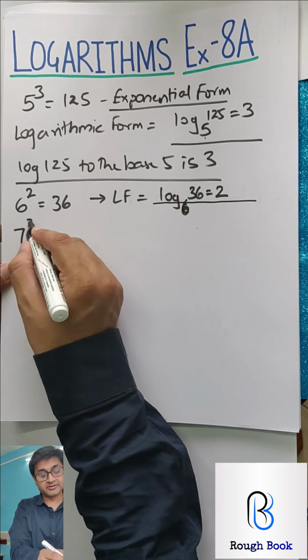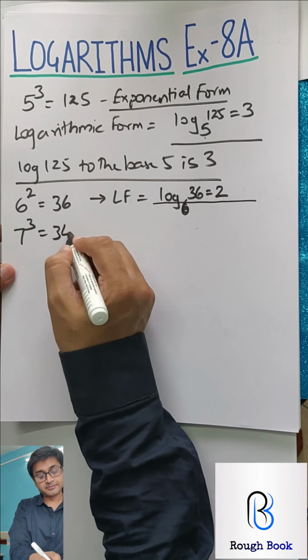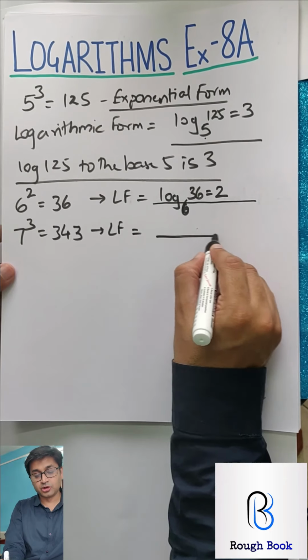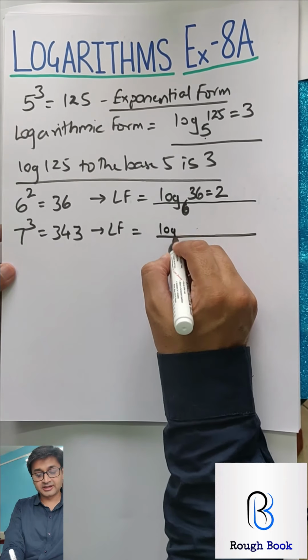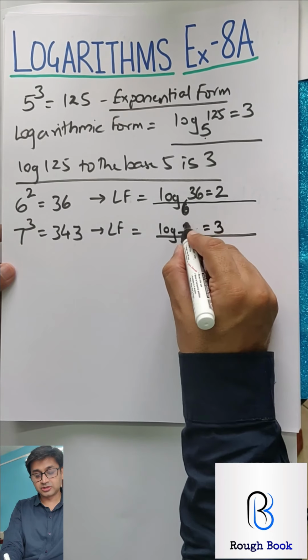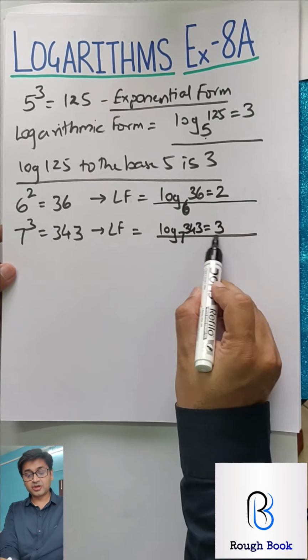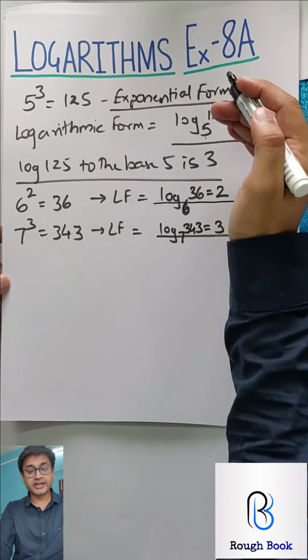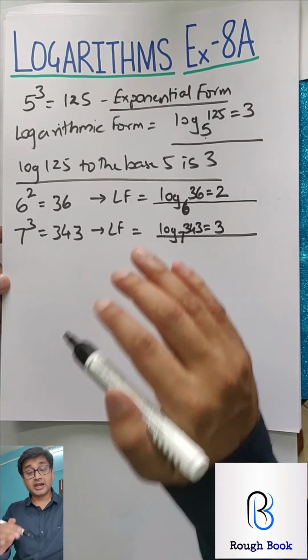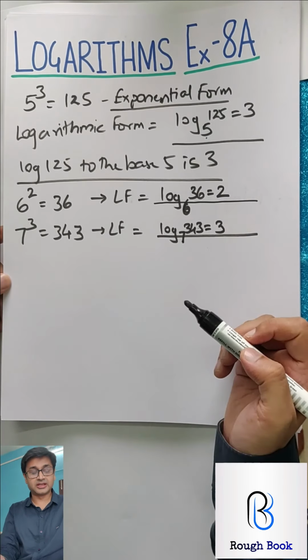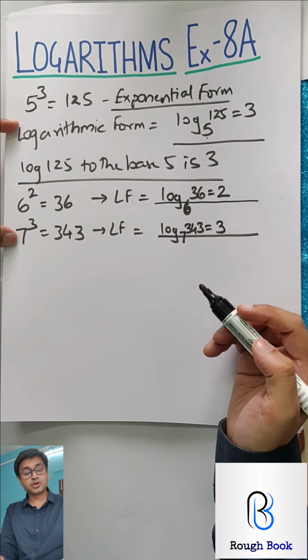One more example. 7 cube 343. So logarithmic form, and let's say this is your ruled page and this is your line. I'll write it as log 7 cube equals 343. So this is your proper numbers and this goes down. Will you remember how to convert exponential into logarithmic and logarithmic into exponential? So 7 cube equals 343. That's how you can remember. So we understood both the parts.